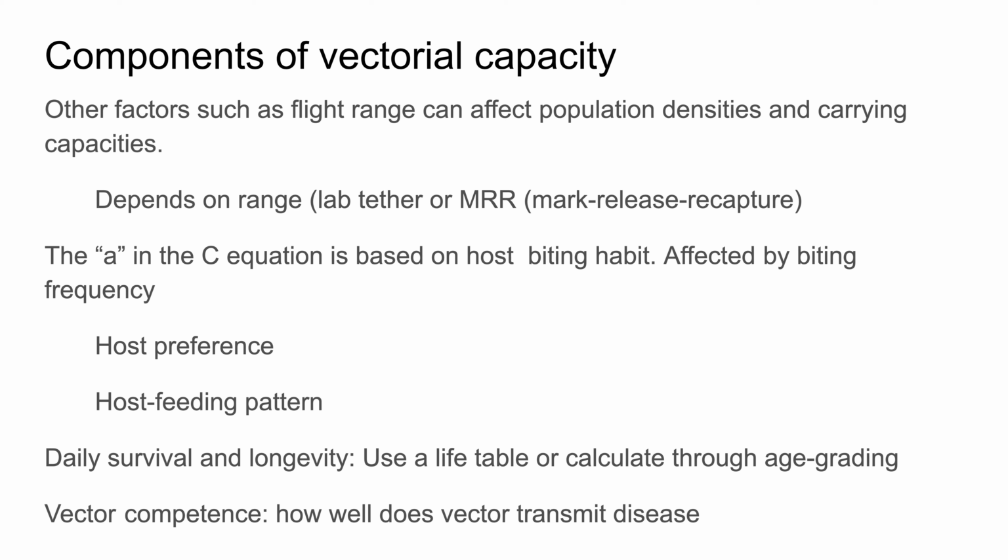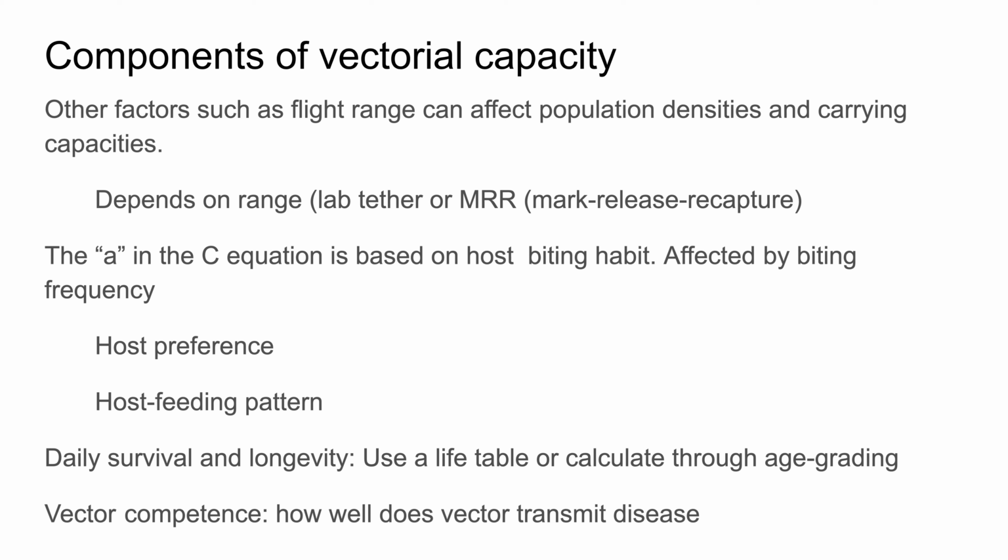The A and the C in that vectorial capacity equation are based on the host's ability to bite, and it's affected by biting frequency. What host does it prefer? Does it have a host preference at all? If it does, does it feed only once? Does it feed multiple times? Does it feed once on one host and then again on another host? What are its habits when it's feeding?